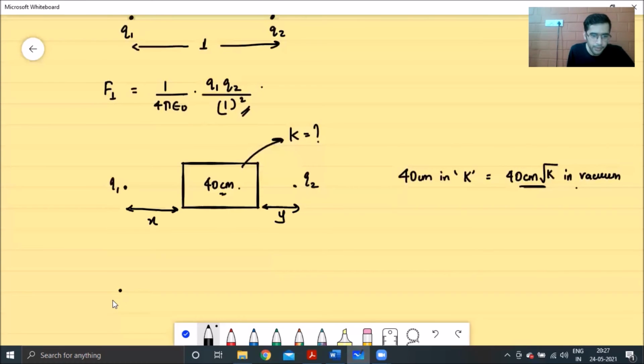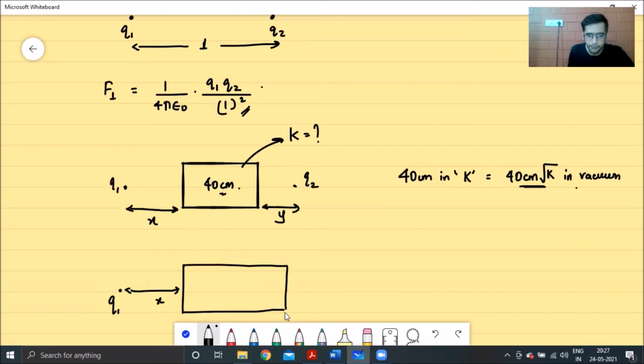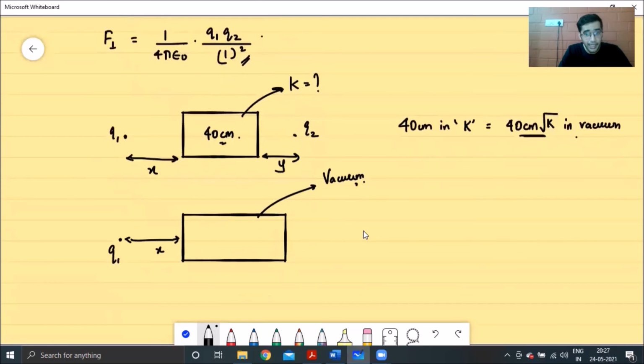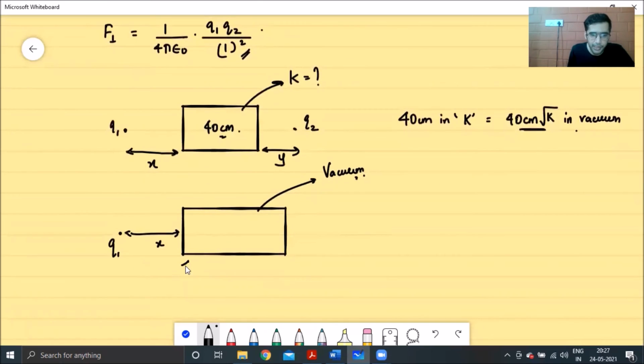So what does my problem turn out to be? Basically we have this x distance, but now if I have to consider this region as vacuum, what is the effective distance I have to take? If I have to convert the dielectric slab into vacuum, the distance I have to take over here will be equal to under root of K into 40 centimeters. And then this distance is y, and you have your charge. Now the entire region between Q1 and Q2 has become vacuum.